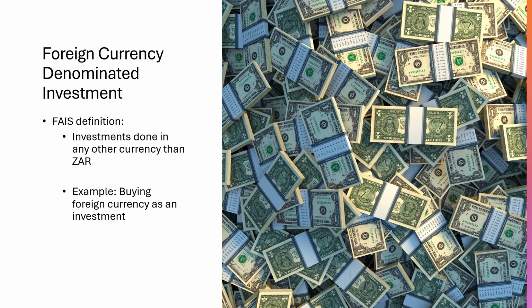Then a foreign currency denominated investment. Basically, it's just investing in foreign currency, so buying foreign currency as an investment, and that's why we have the dollars here. There are terms and conditions that apply here. We do have limits. If I'm not mistaken, the limit is 11 million for the individual investor per annum.